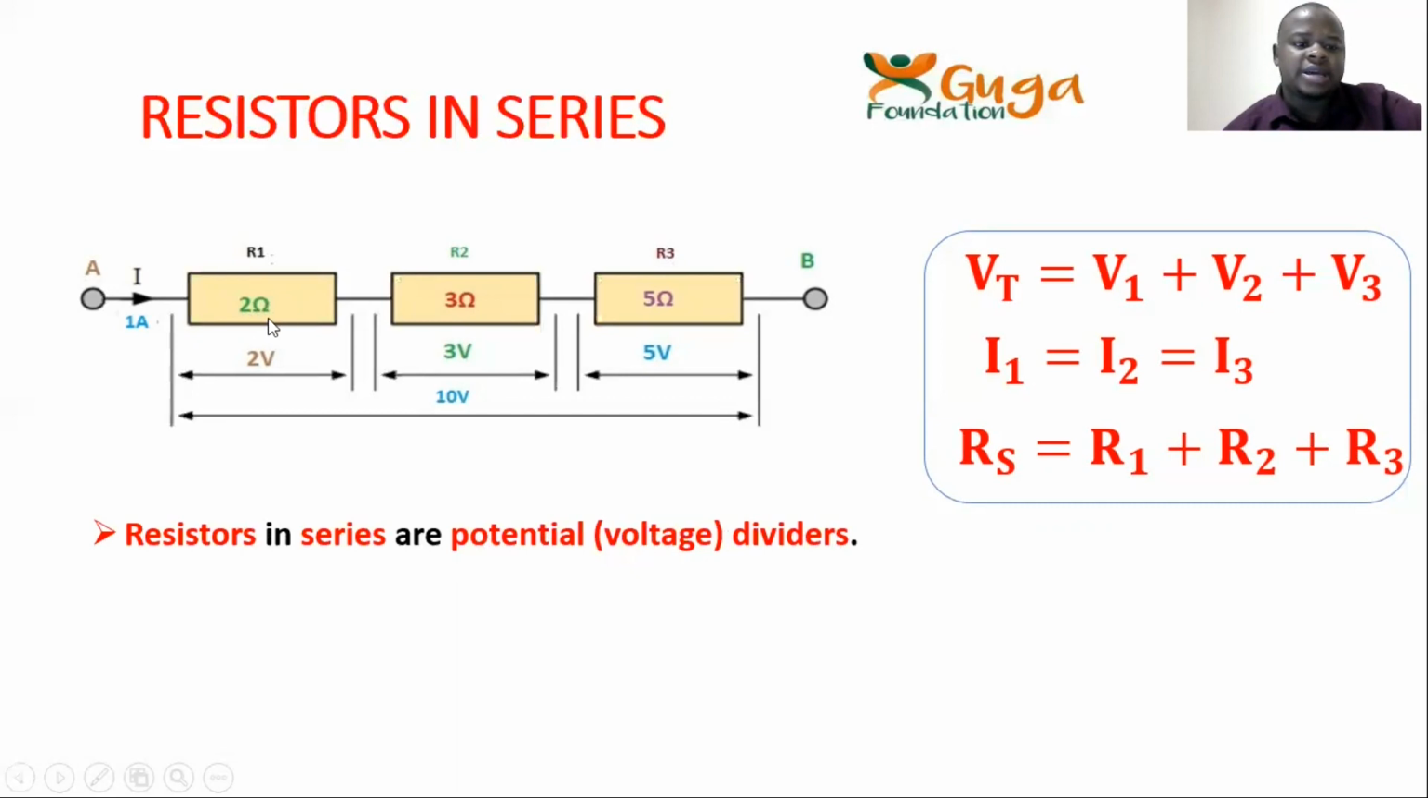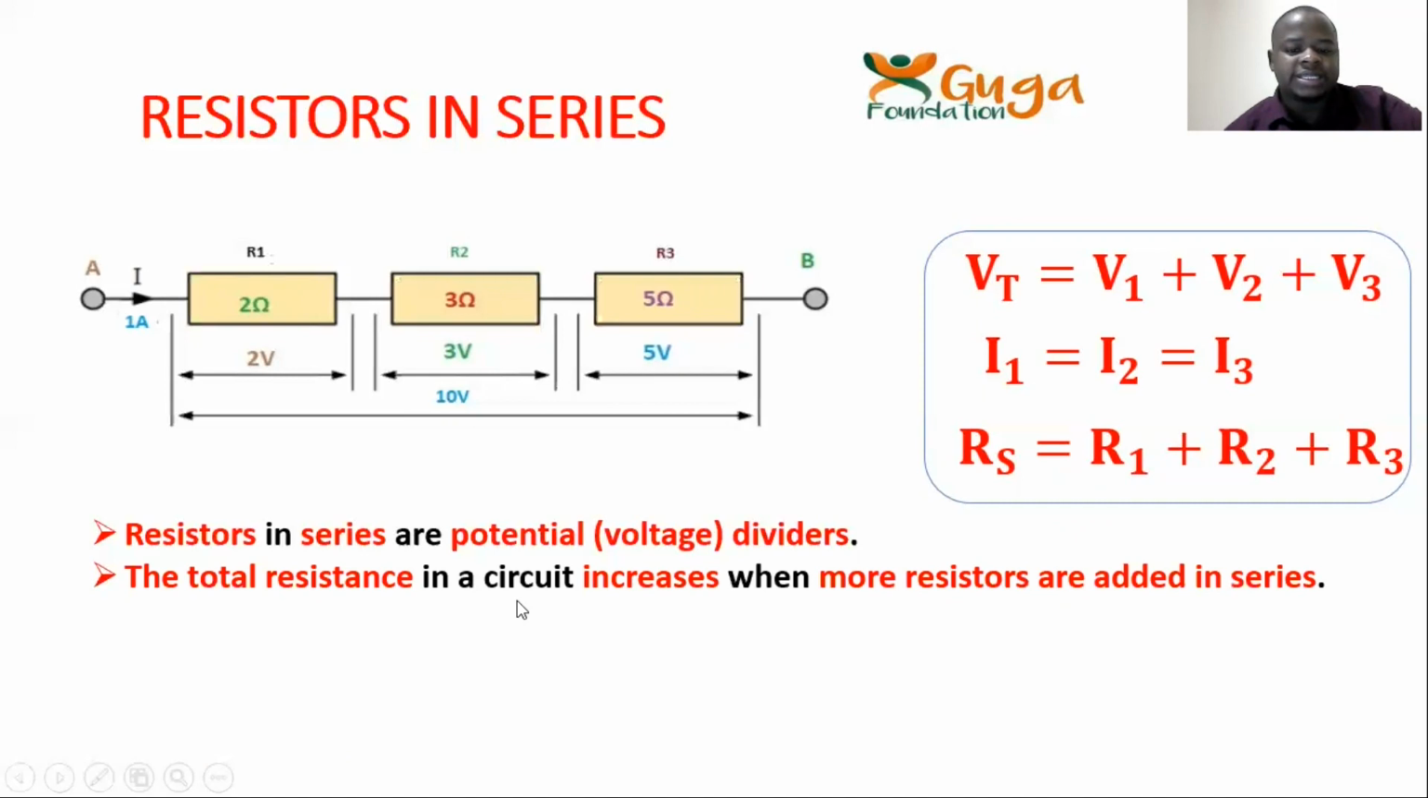In other words, the potential will divide. For instance, here, the 2 ohm will have 2 volt, the 3 ohm will have 3 volt, and the 5 ohm will have 5 volt. And then for the total voltage here, you just add 2 plus 3 plus 5, using the formula V1 plus V2 plus V3, which will give you a total of 10 volts here, okay?